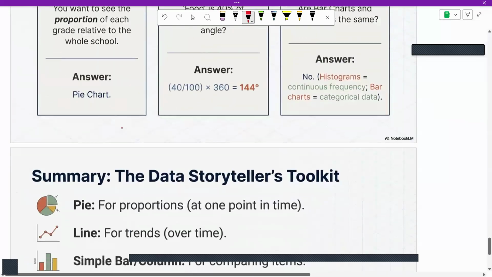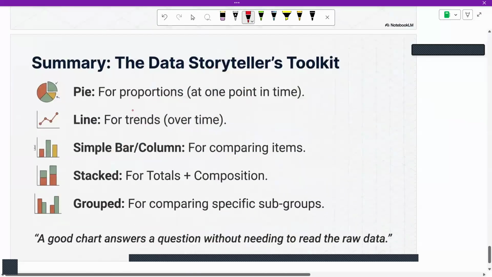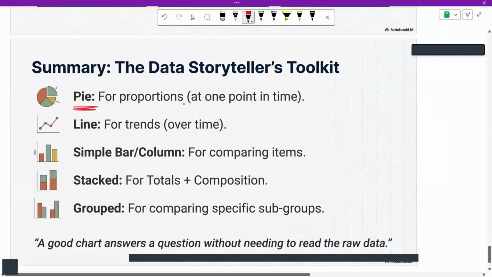And the summary. Today we discussed the pie chart, for the purpose of one variable, the proportions. Line chart, where we have many variables, different categories over time. Over time means the year, time, something like that. Simple chart, only for comparing items, only one variable, one category. Here also one category. And stack, right?